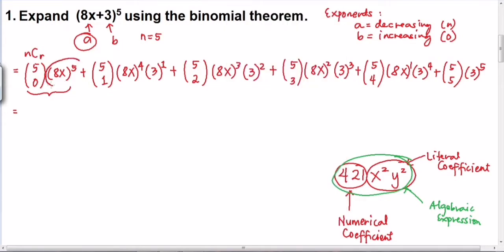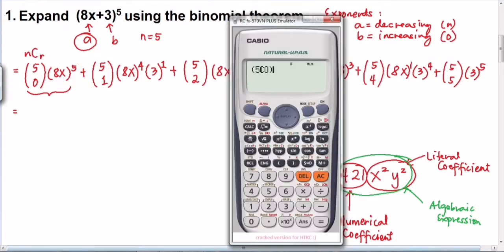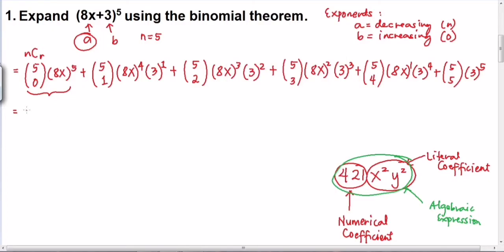Next one, ito naman, yung 8x raised to 5. Pero sabi ko sa inyo, huwag niyong pansinin yung x diyan. So, ang ilalagay lang natin ay yung 8 at saka yung 5. So, 8, ayan, huwag niyong pansinin yung x, and then naka-raise siya sa 5. So, hanggang dun lang. Tapos, equals niyo siya. Yan yung magiging numerical coefficient ng first term. So, 32,768. Pagkatapos niyo ma-identify yung numerical coefficient, saka niyo i-identify yung literal coefficient.